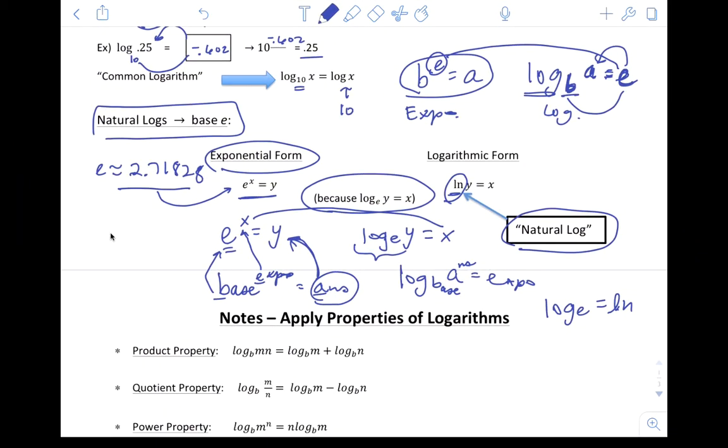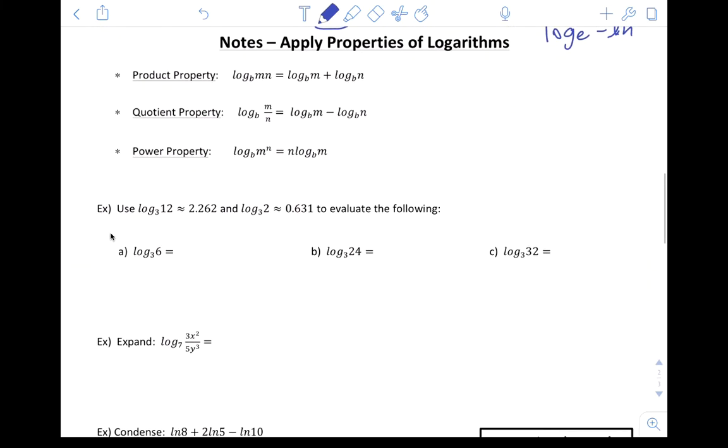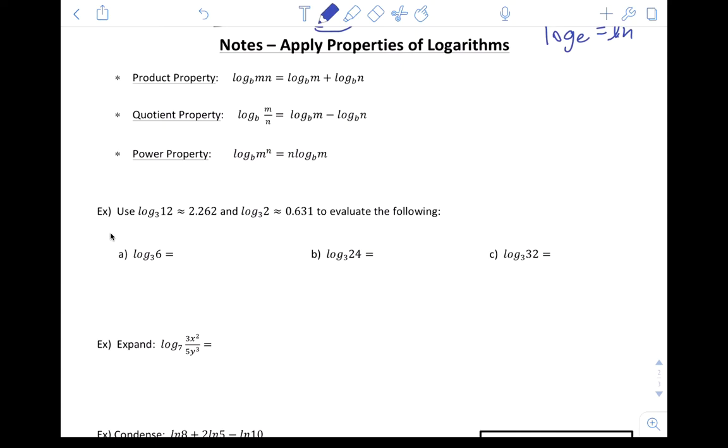Okay, so more on that in a different lesson, but that's just going to get you introduced to it. Now, let's talk about properties. Okay, think this through.